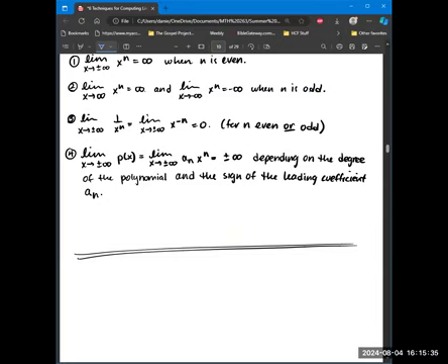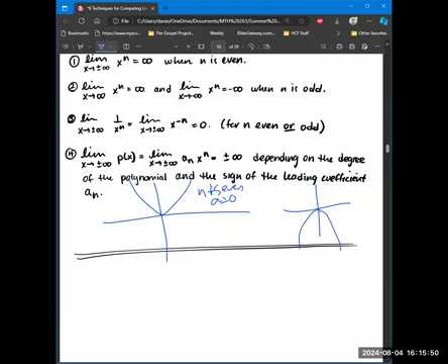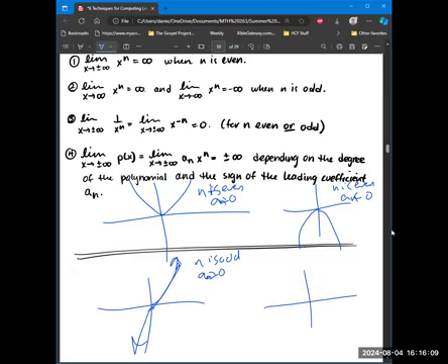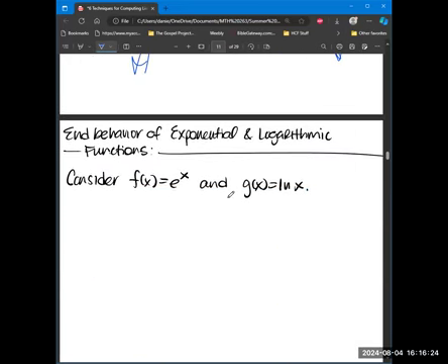We've got 4 pictures here. We've got n is even, a_n greater than 0. N is even, a_n less than 0. N is odd, a_n greater than 0. N is odd, a_n less than 0. So your behavior is going to be dependent on your degree and on your sign of your leading coefficient.